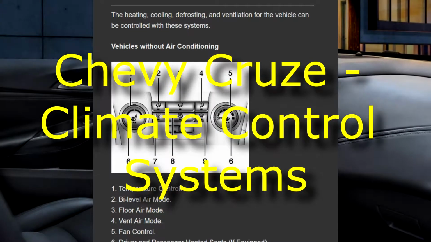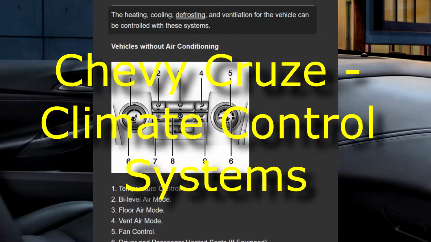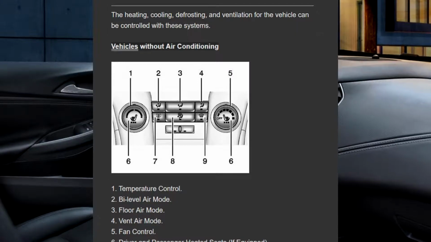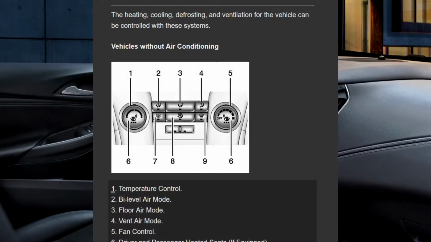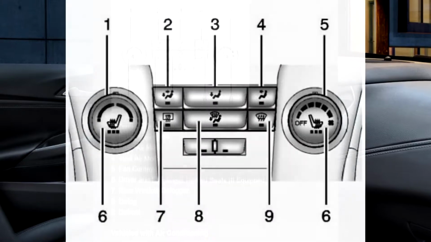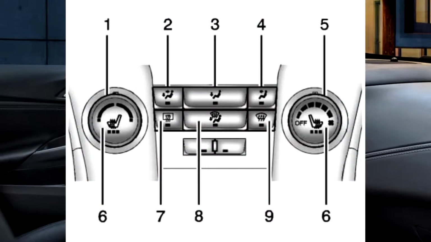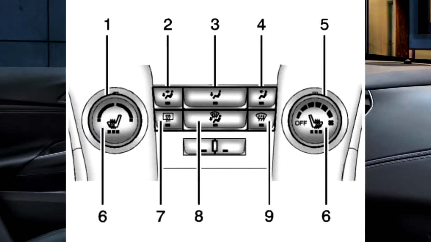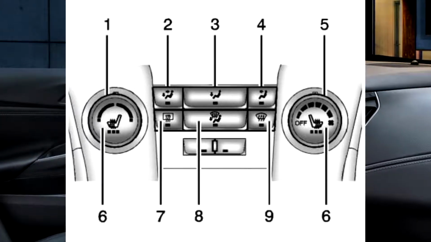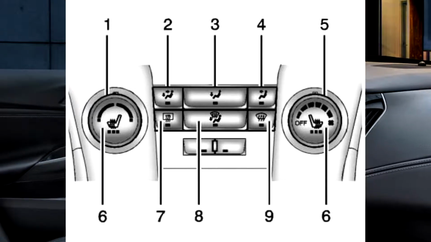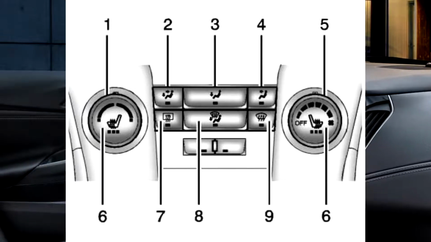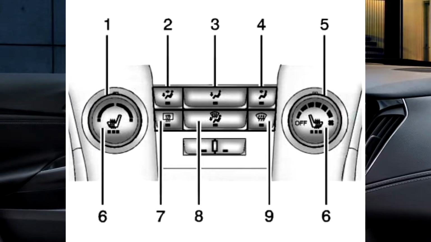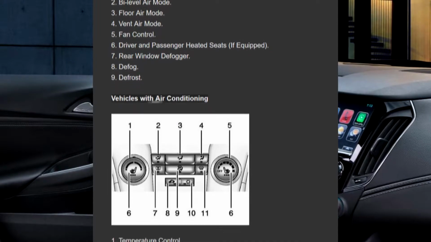Climate control systems. The heating, cooling, defrosting, and ventilation for the vehicle can be controlled with these systems. Vehicles without air conditioning: 1. Temperature control. 2. Bi-level air mode. 3. Floor air mode. 4. Vent air mode. 5. Fan control. 6. Driver and passenger heated seats, if equipped. 7. Rear window defogger. 8. Defog. 9. Defrost.